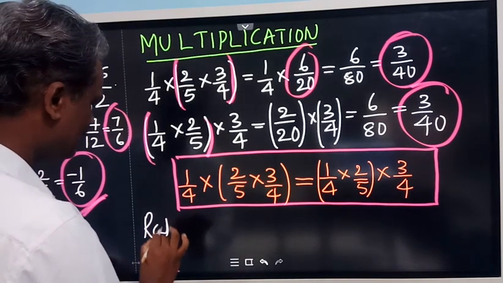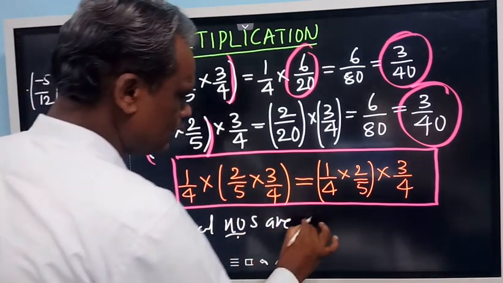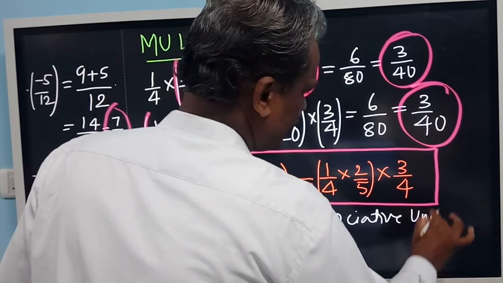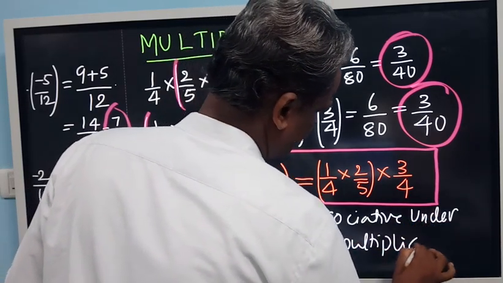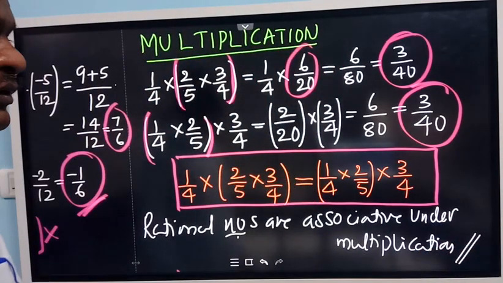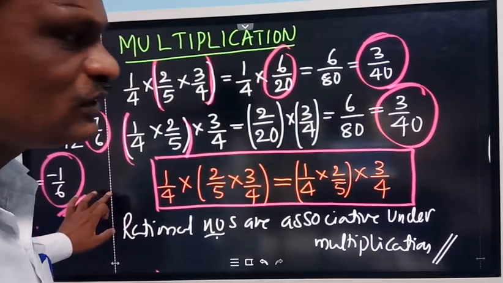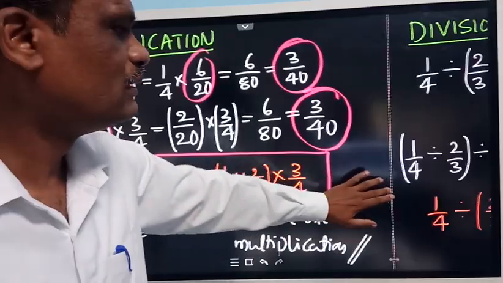Write like this. Rational numbers are associative under multiplication. So this is the property. Now can you guess, is it possible under division? Rational numbers are associative under division or not? No. So it is not possible.